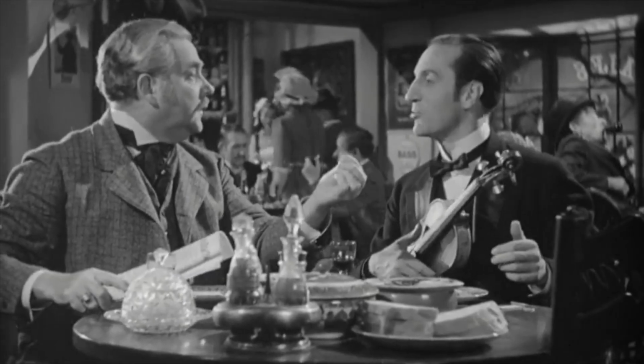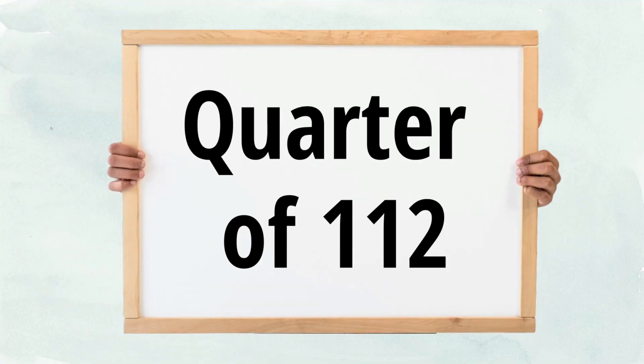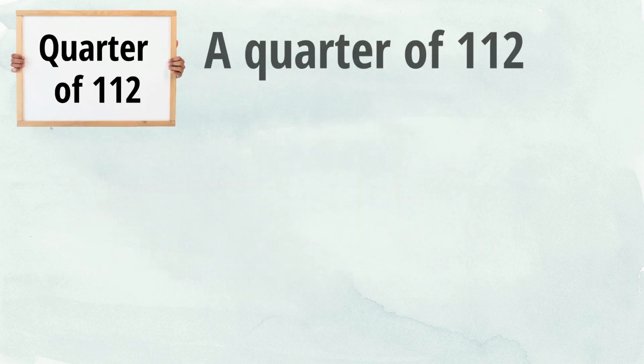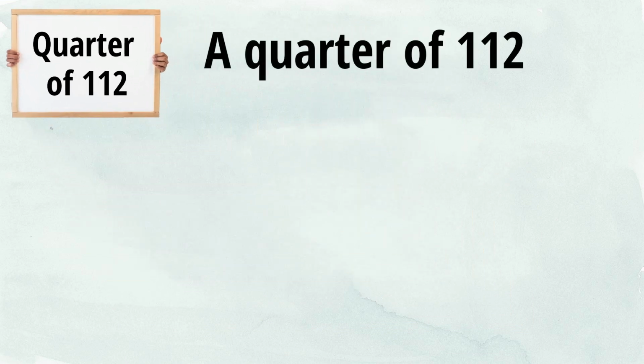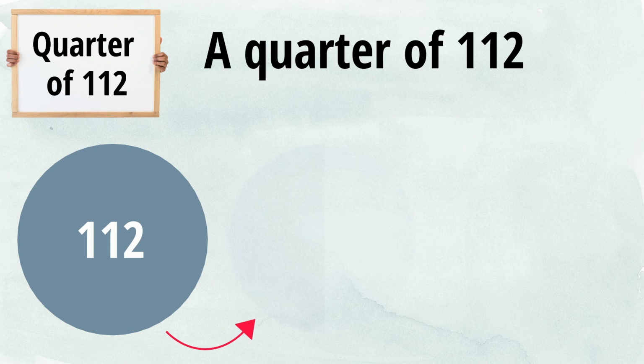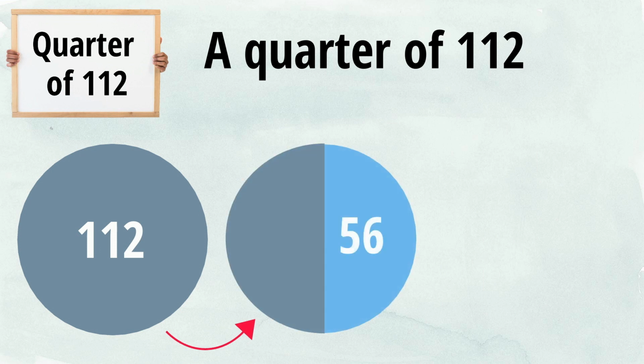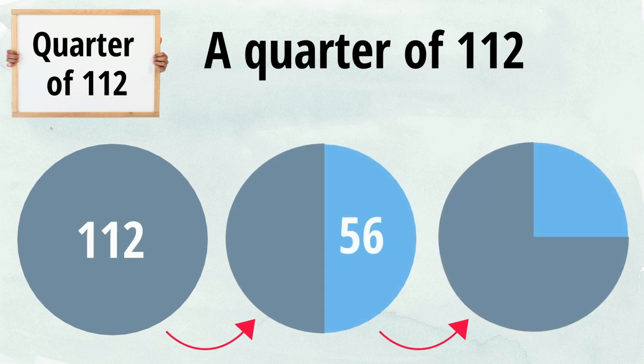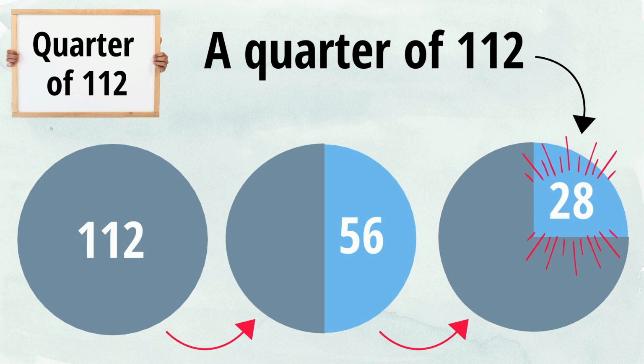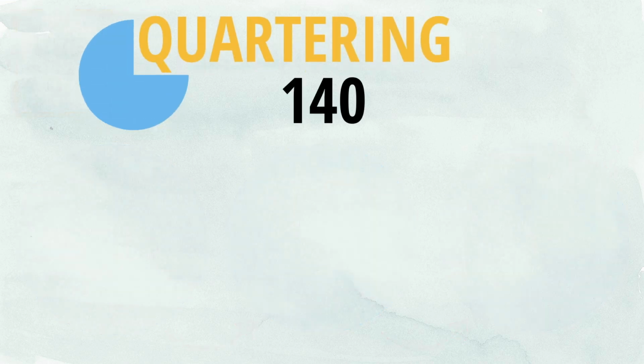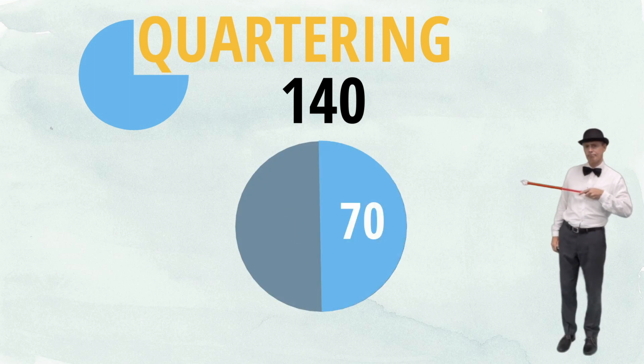Very effective, my dear Watson. Let's try another question. Find a quarter of 112. So the whole amount is 112. Half of 112 is 56. Half of 56 is 28. A quarter of 112 is therefore 28. That was easy. So whenever you need to find a quarter of a number, half it and then half it again.